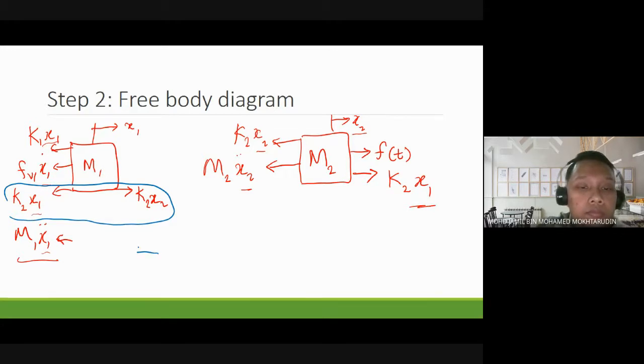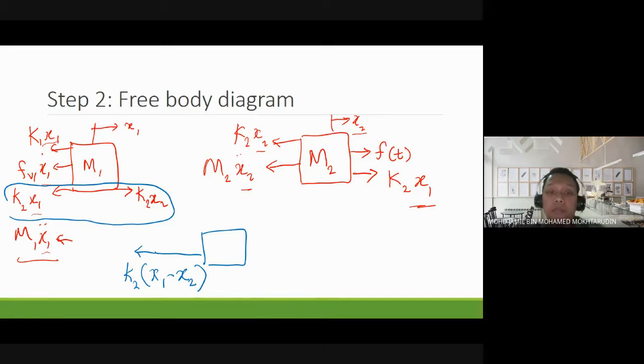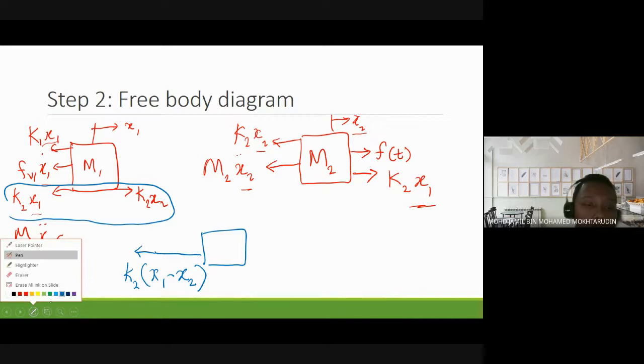Like you can write the force acting backward, but the total force is K2 times X1 minus X2. Okay, so you can also write like this, sama juga, but I prefer separate them because bagi saya lagi senang nampak, berbanding gabungkan saya jadi pening. Mungkin ada student yang rasa gabung lagi senang faham, but if you gabung, make sure the direction is correct.